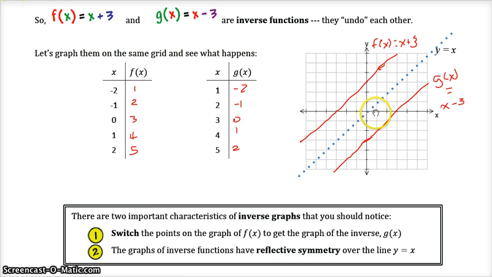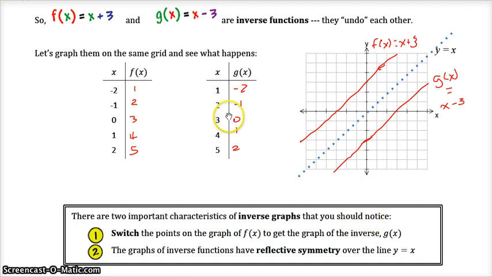So like this point down here at 2, negative 1 is on the graph of f of x, then guess what? Negative 1, 2 is also on the graph of the other one.